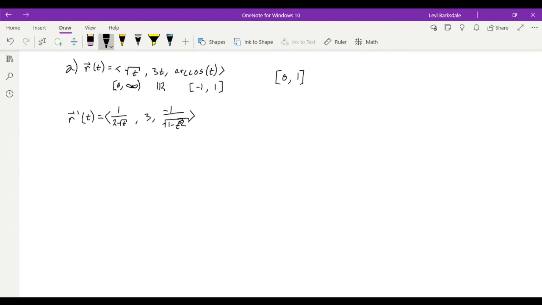Now, we can see that because of this 3 component in the middle, this vector is never going to be equal to the 0 vector, because 3 is never going to be equal to 0. But remember, we defined smoothness on an open interval. This is a closed interval, so we can say that a function is smooth on the open interval from 0 to 1. We can't include those endpoints. That would be our answer.